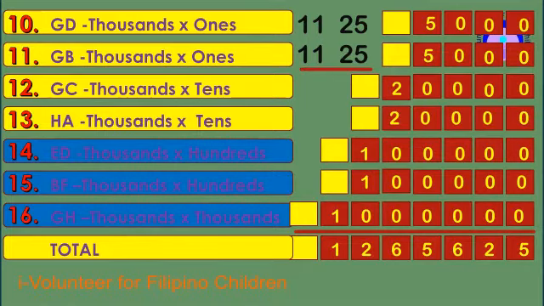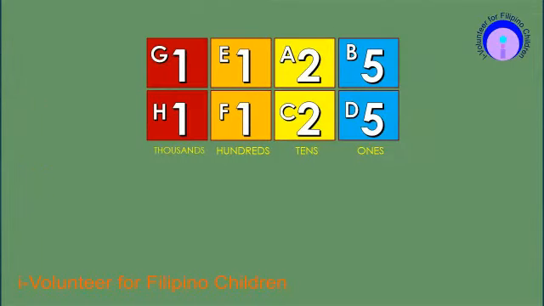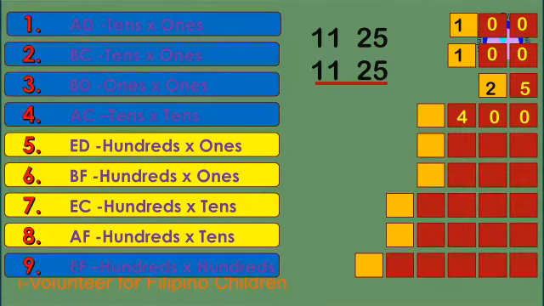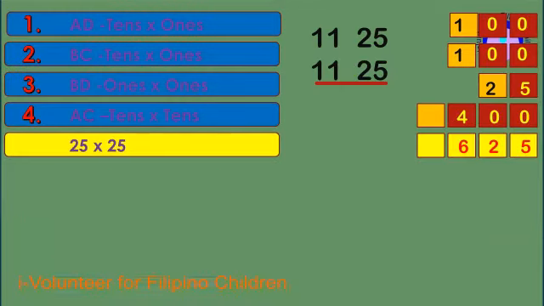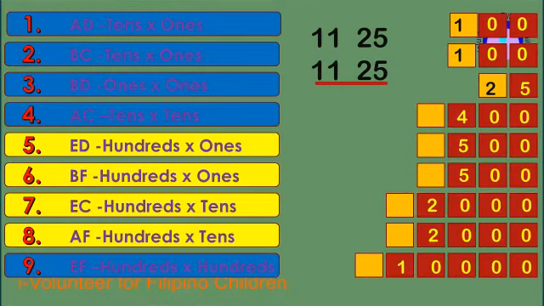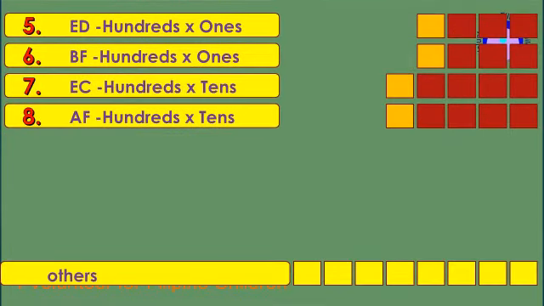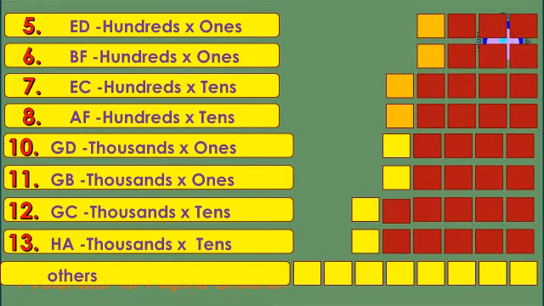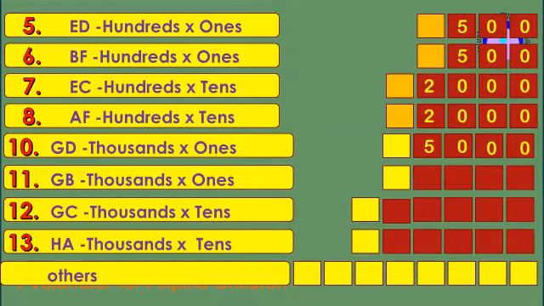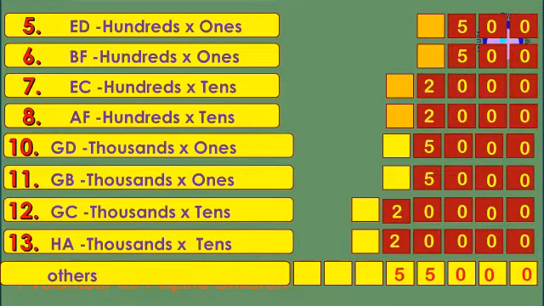There you have it, 16 steps, all in all. Now let's go to the shortcuts. Our given is 25 by 25, so the product is 625. The next to add are the ones with the yellow background. The total sum of these numbers will be labeled others.